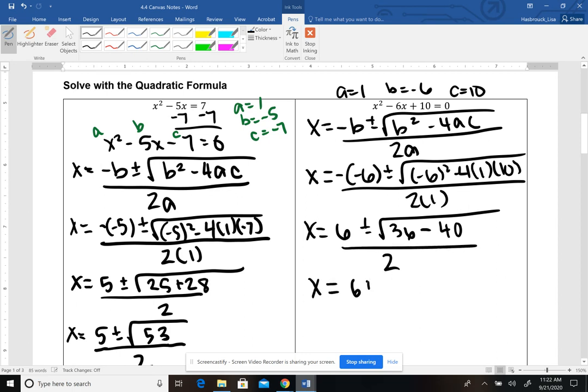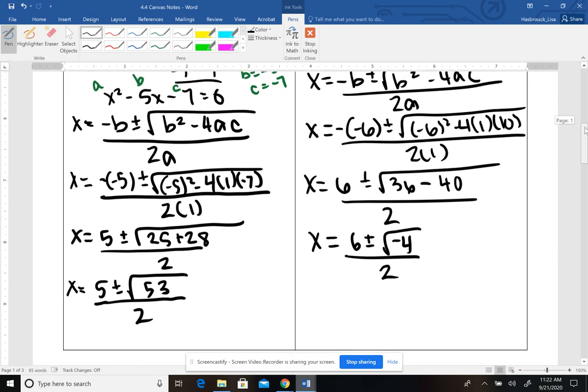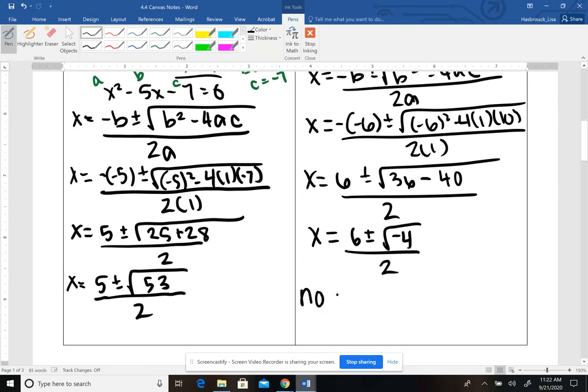X equals 6 plus or minus the square root of negative 4 over 2. Since this is a negative number, we cannot go any further. This has no real solution. So it's important that you put the word real in here, no real solution, because there is an imaginary solution, but we have yet to go over that in this chapter.